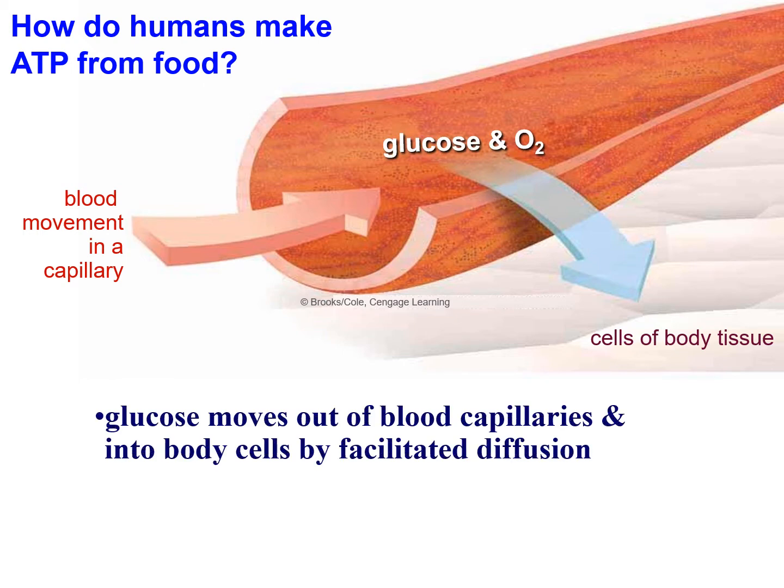Glucose will move out of blood capillaries and into body cells by facilitated diffusion, and oxygen will move by simple diffusion. The blood capillaries will always have more sugar and more oxygen than the surrounding body tissue.